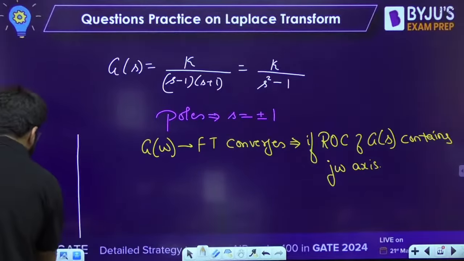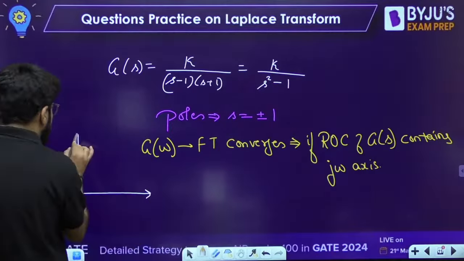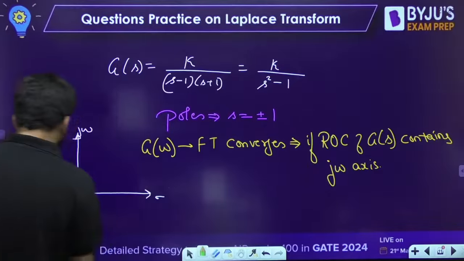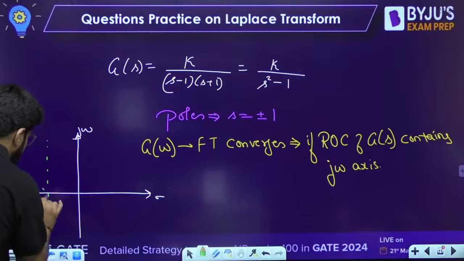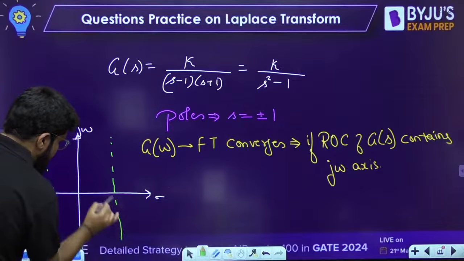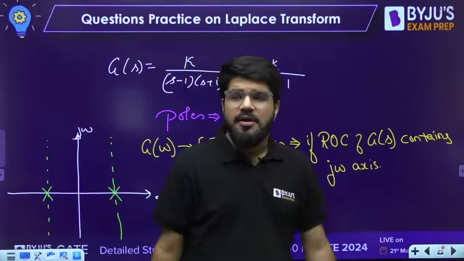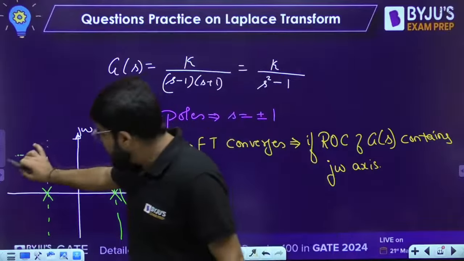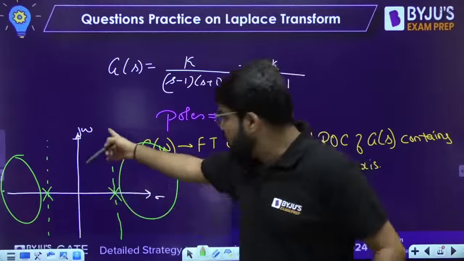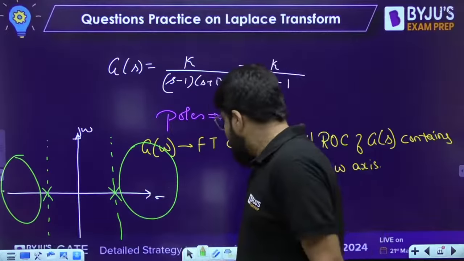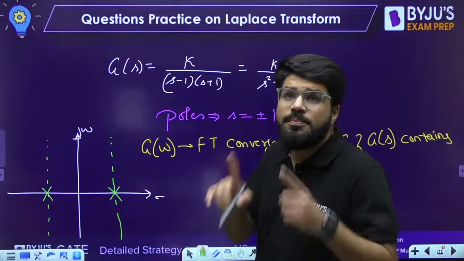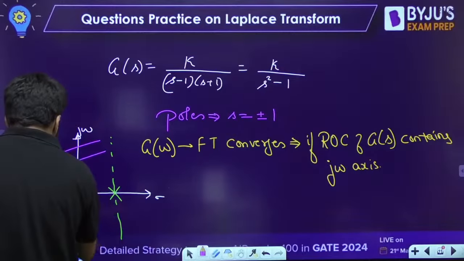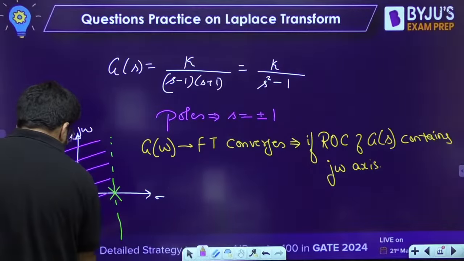Let's have a quick diagram. This is the sigma axis and j omega axis. The poles are at -1, so let me first draw a line through -1. The next pole is at +1. So what should be the possible ROC? The possible ROCs are either to the right of the rightmost pole or to the left of the leftmost pole. But if you take either of them, the j omega axis will be skipped. So the third possible ROC is between the two poles, so that the j omega axis is included.